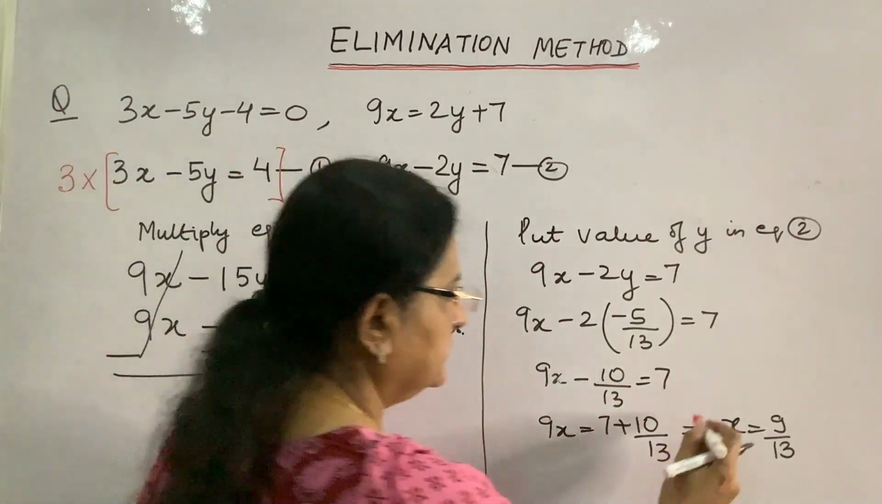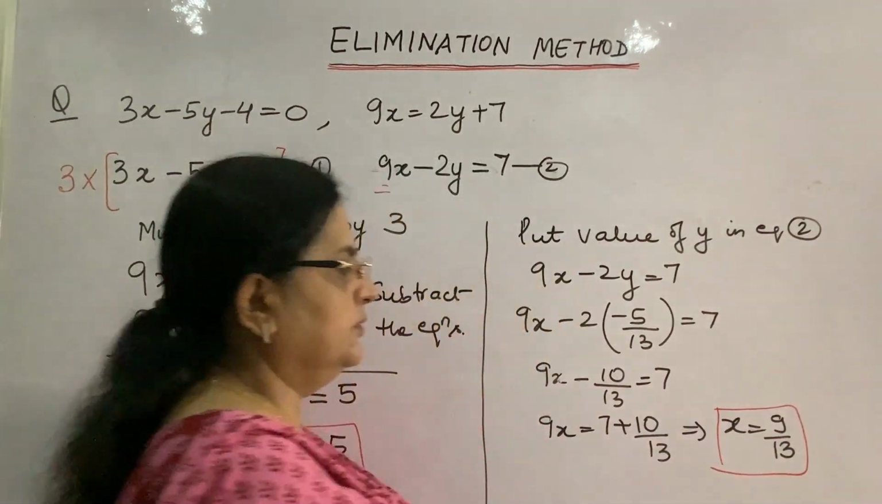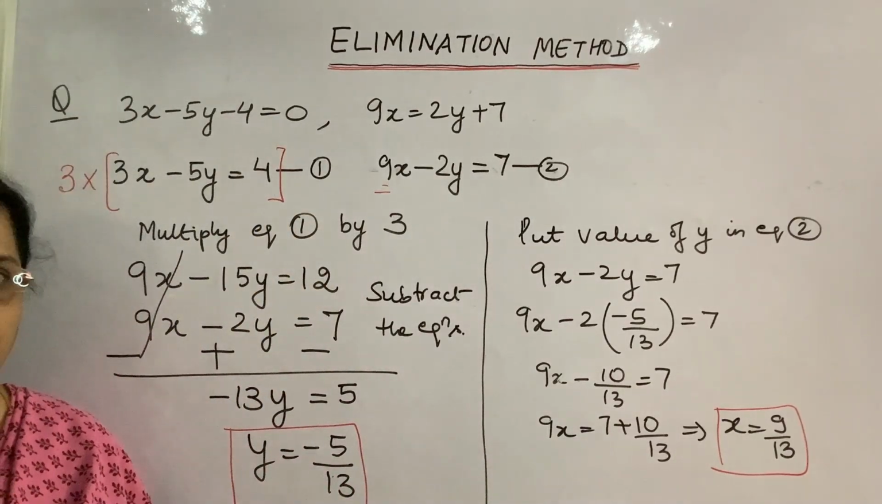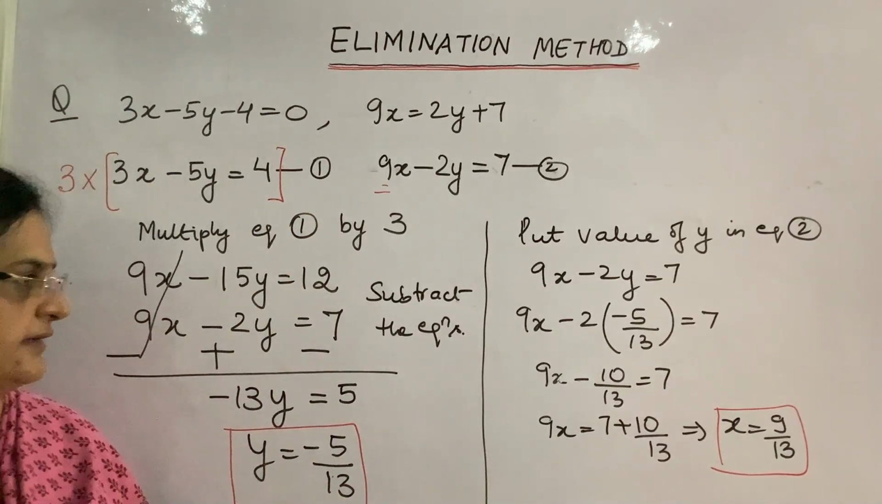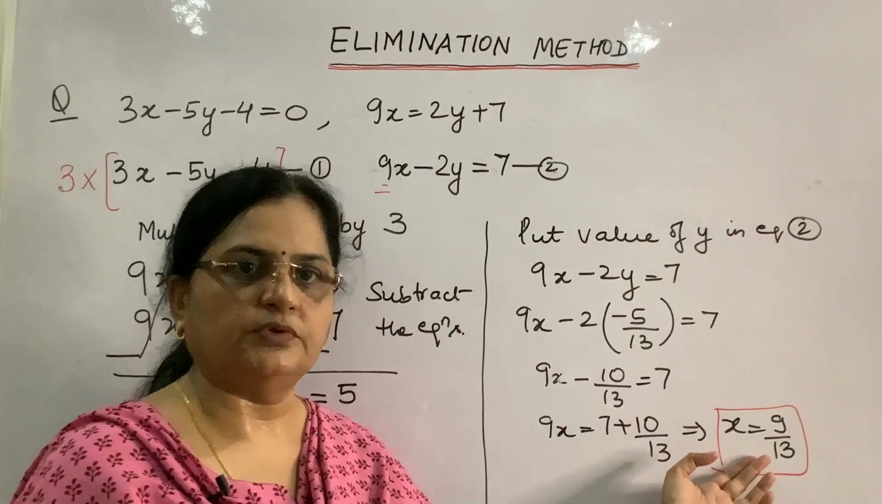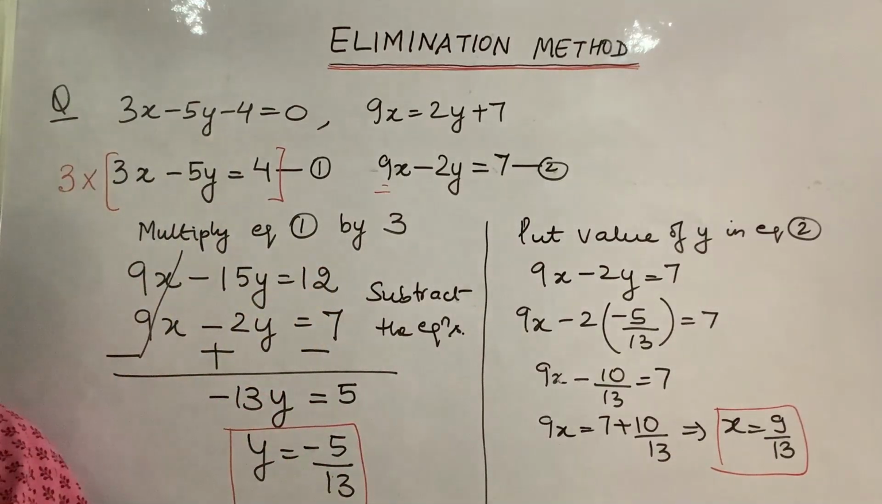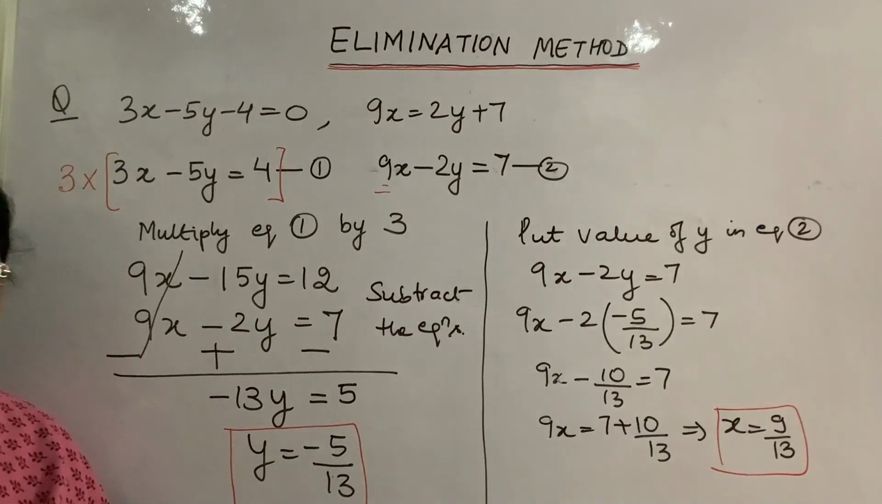So this is the value of x. So we have solved both of these equations and found out the values. X is equal to 9 upon 13 and y is equal to minus 5 upon 13.